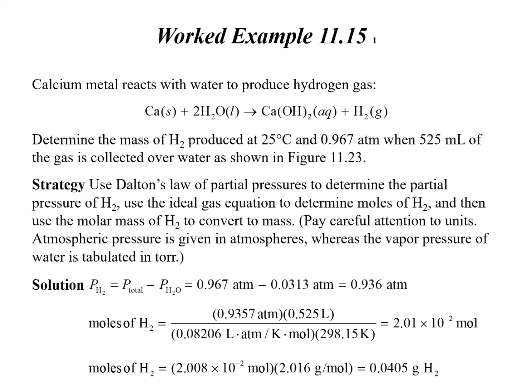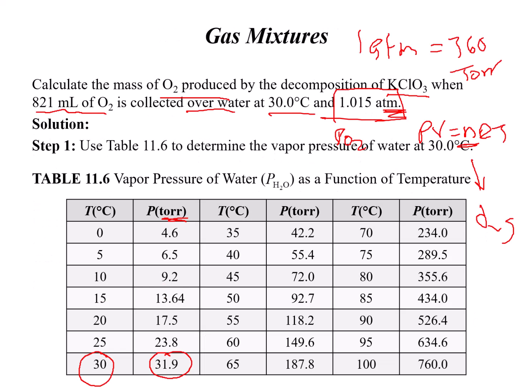All right, here's another one. Calcium reacts with water, forms calcium hydroxide and hydrogen gas. Determine the mass of the hydrogen produced at 25 degrees Celsius, 0.967 atmospheres, when 525 milliliters of gas is collected. So the partial pressure of the hydrogen is equal to the total pressure minus the partial pressure of the water. It's 25 degrees. You go back to the table. At 25 degrees, the pressure due to the water is 23.8 torr.